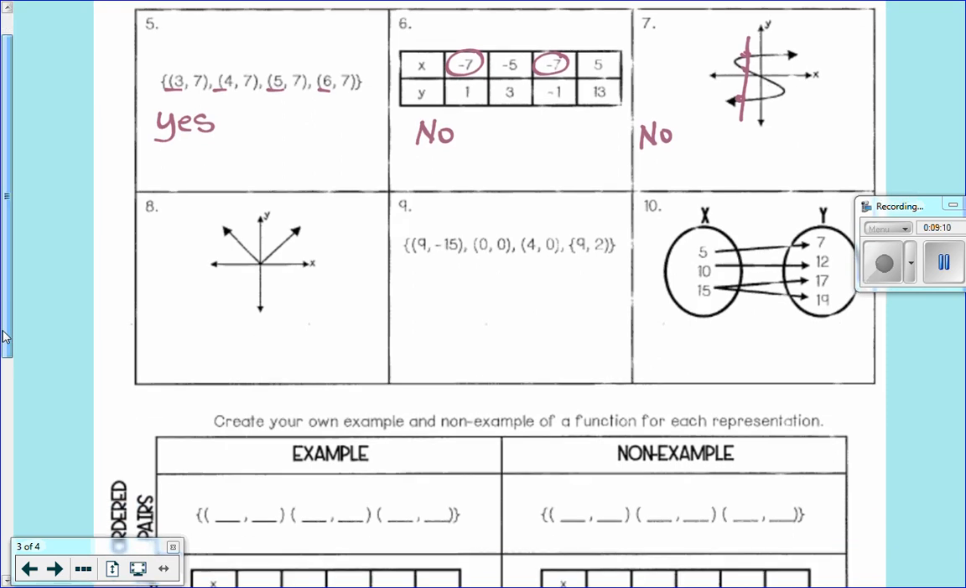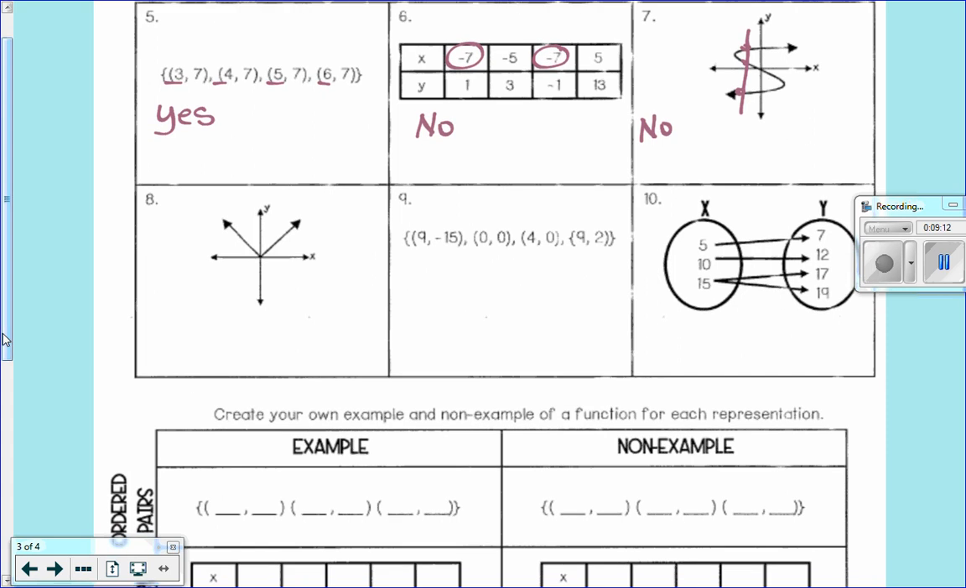Okay, number 8, yes or no? Yes. Because it passes the vertical line test. It goes through the line 1 time, each time, right? So that means there's 1 x value.